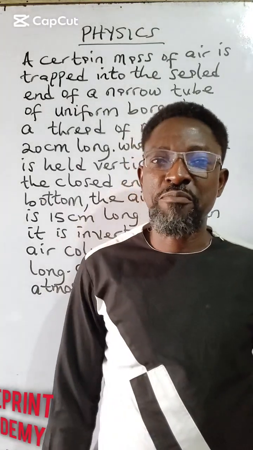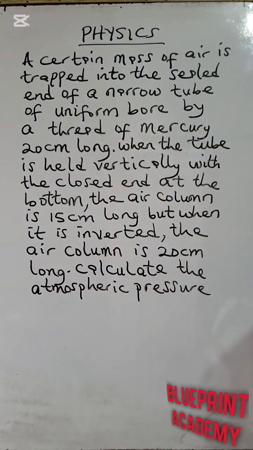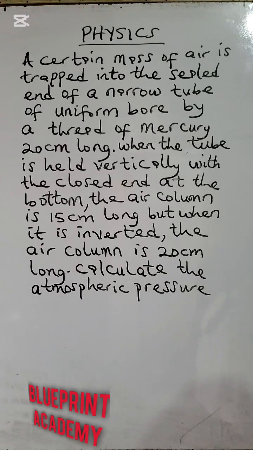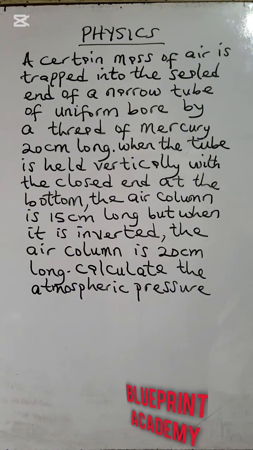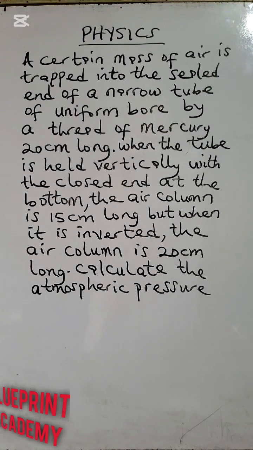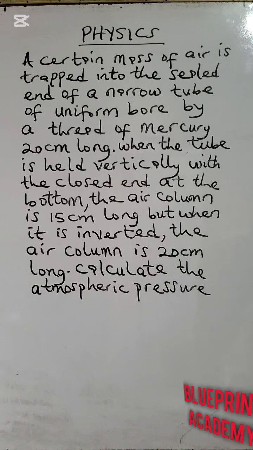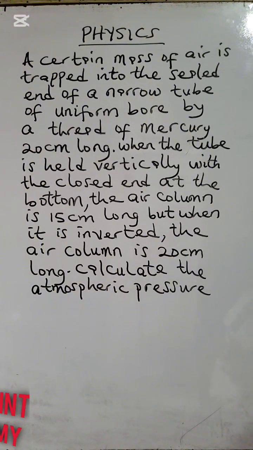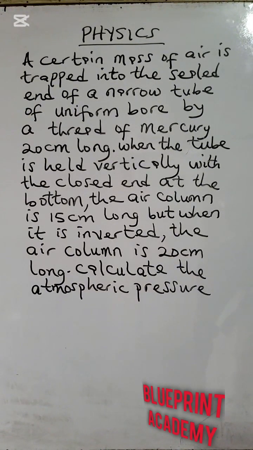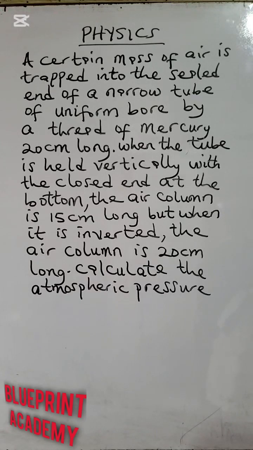Take a look at this question on the board. It's a question under the gas laws. It says, a certain mass of air is trapped into the sealed end of a narrow tube of uniform bore by a thread of mercury 20 centimeters long. When the tube is held vertically with a closed end at the bottom, the air column is 15 centimeters long. But when it is inverted, the air column is 20 centimeters long.